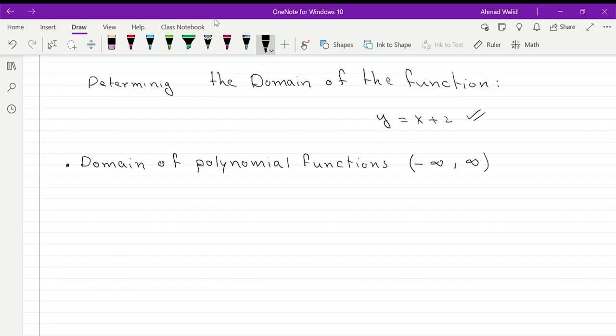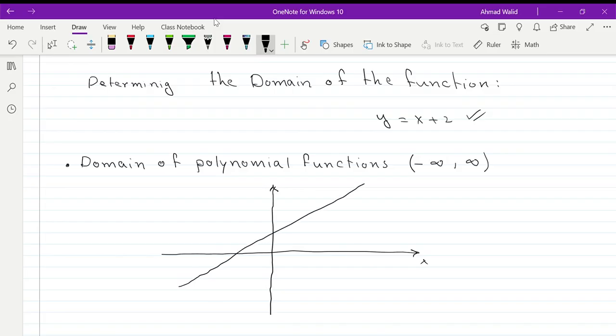Correct? Before, we graphed y equals x plus 2, and the graph was something like this, right? I don't want to put all those values. I will talk generally about this function. This is y equals x plus 2.